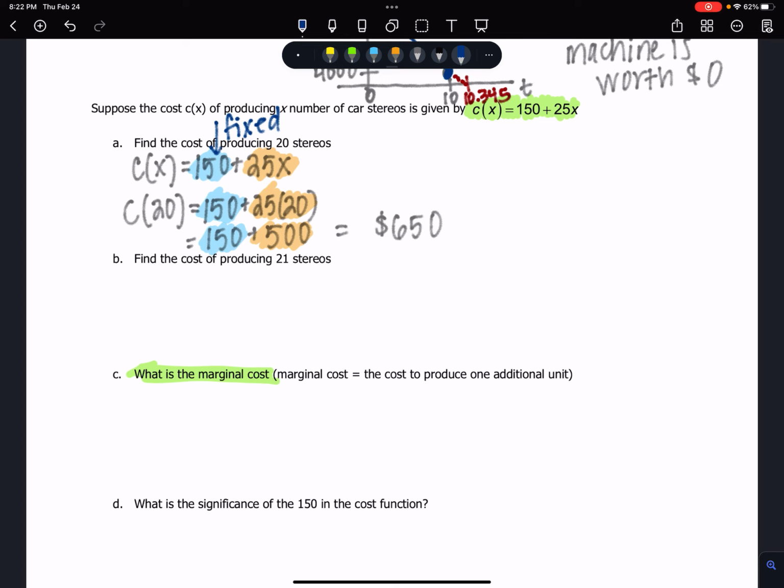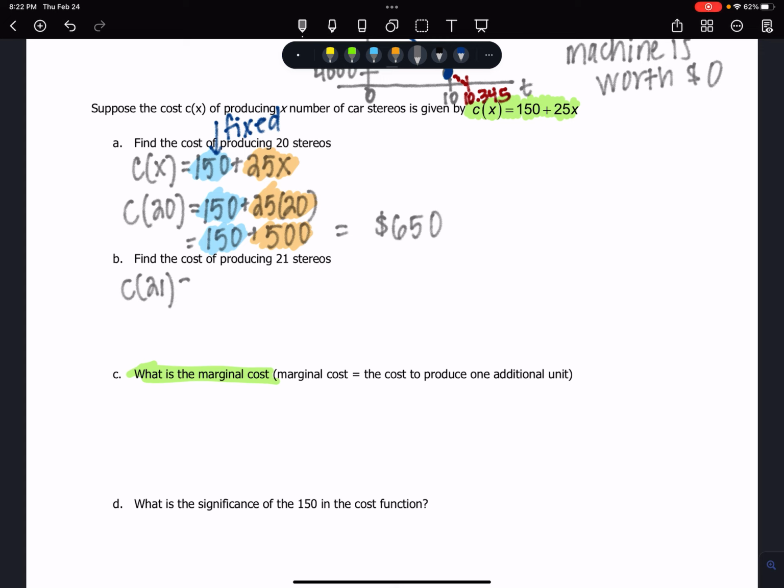Now, what's nice about the fixed cost is that as you produce more stereos, this portion of the cost is going to get bigger and bigger and bigger, and it's going to outweigh the $150 of fixed costs. Okay, now it says find the cost of producing 21 stereos.